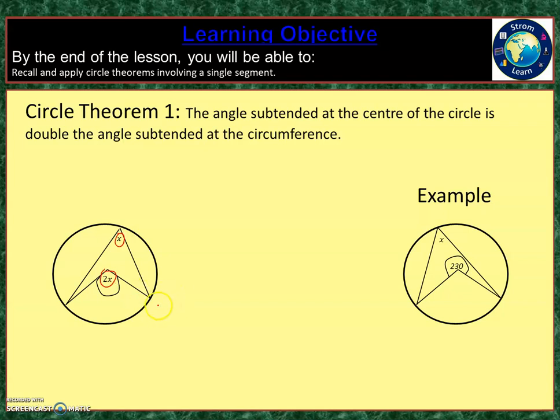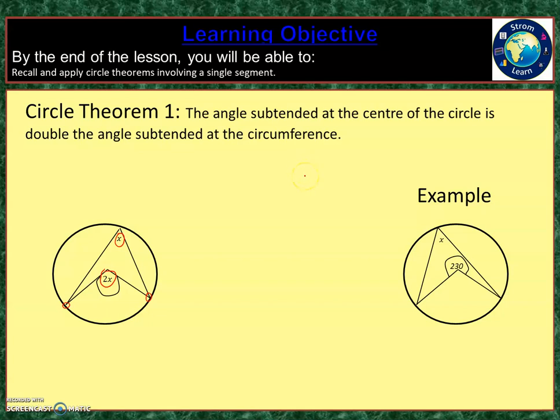The important thing in applying this circle theorem is that if we look at these 2 points here, the angle that is made at the centre and the angle that is made at the circumference come from the same 2 points on the circumference.